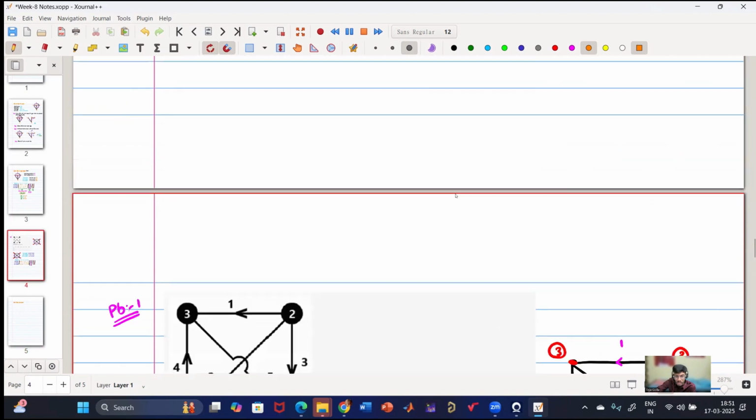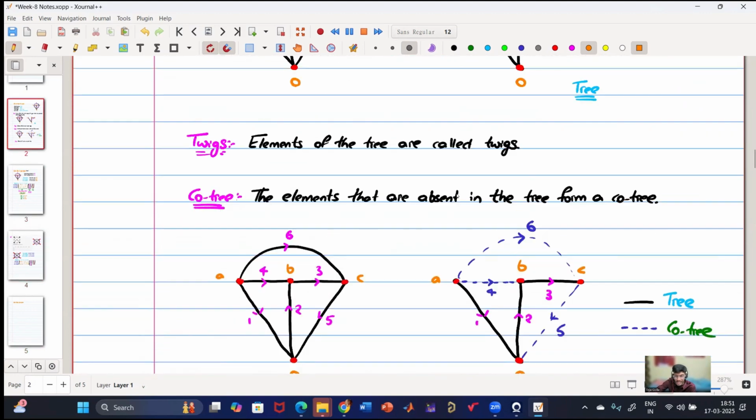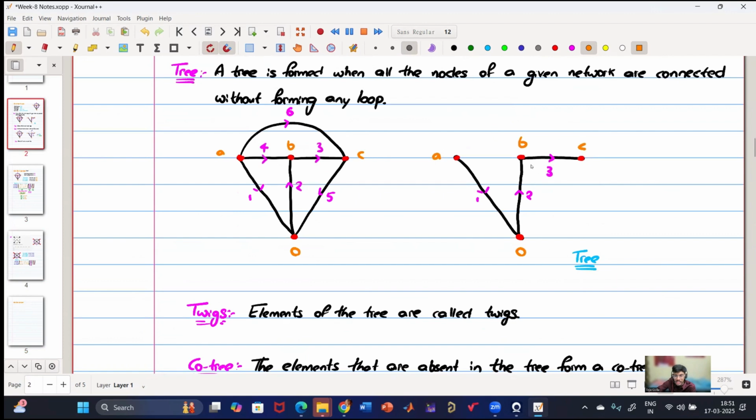So let us go back to the original tree. In this tree, if I add any link, say I'm adding link 4, and then if a loop is formed, then this is called fundamental loop. Say if I add 4, here there will be one loop formed, right? Similarly, if I add only 5, then this will be formed. And if I add 6, then a bigger loop is formed. So if you add any link to the existing tree, and if the loop is formed, then that is called fundamental loop.